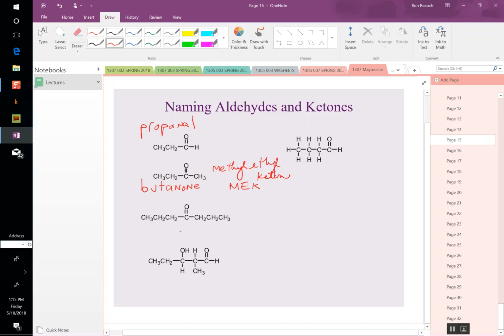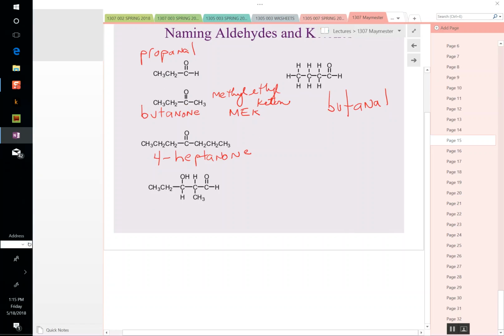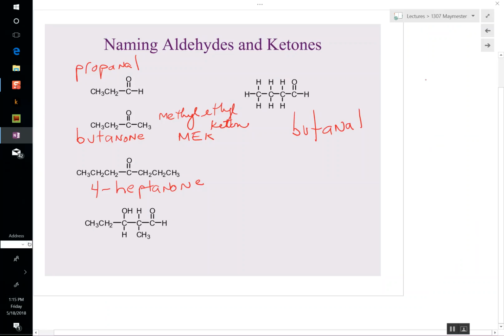The one below it, it's what? 4-heptanone. Okay, let's come back to the bottom one in a second. The top right is butanol. Butanol. Okay, now this one down here, this last one here creates a little bit of a sticky wicket.